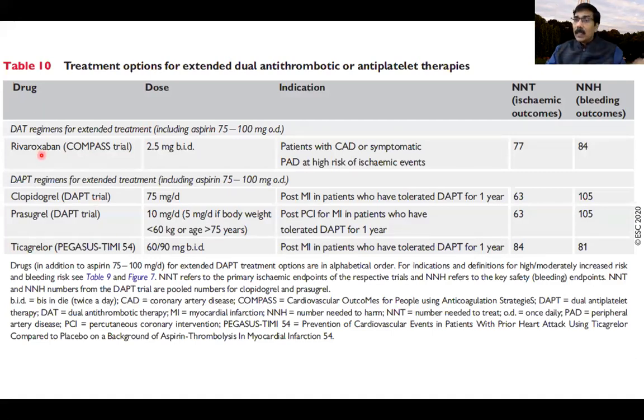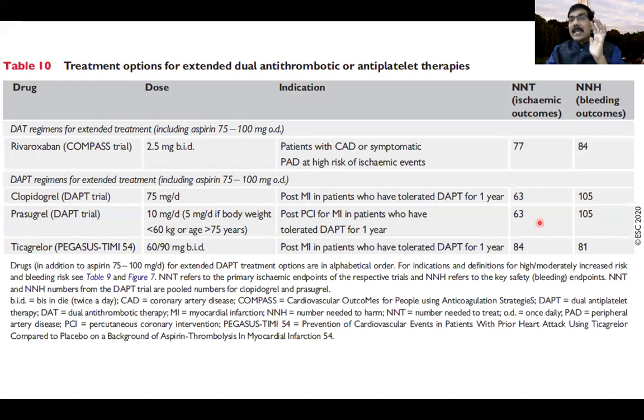The first is the dual antithrombotic therapy, Rivaroxaban 2.5 milligram twice a day, in addition to an antiplatelet drug. The second one is going to be clopidogrel 75 milligram in addition to aspirin. Prasugrel 10 milligram, or 5 milligram if the weight is less than 60 or the age more than 75. Ticagrelor 60 or 90 milligram. Bleeding. Now, what is going to be the difference? How do you choose?